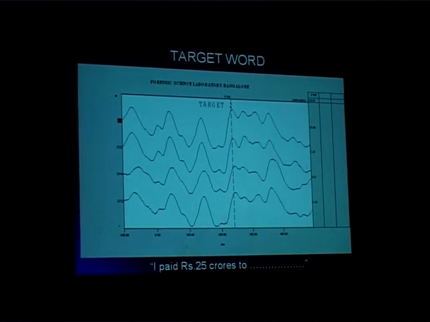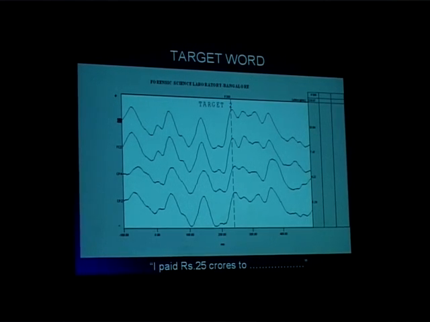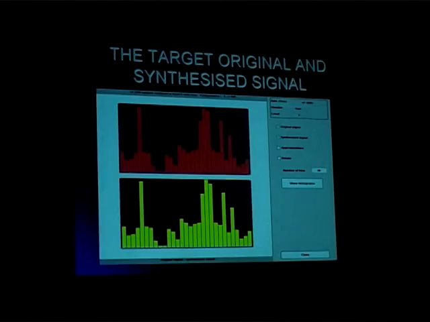This is also a very important case, the Telgi case. Telgi was saying that he purchased a particular post. But how much he paid, he was not willing to tell us. When we went from 5 crores up to 25 crores, we found a significant P300 for a particular post.